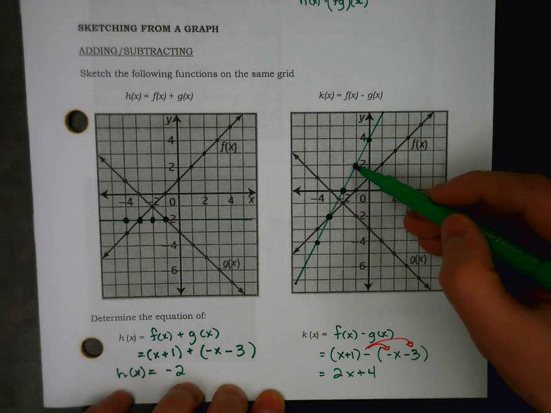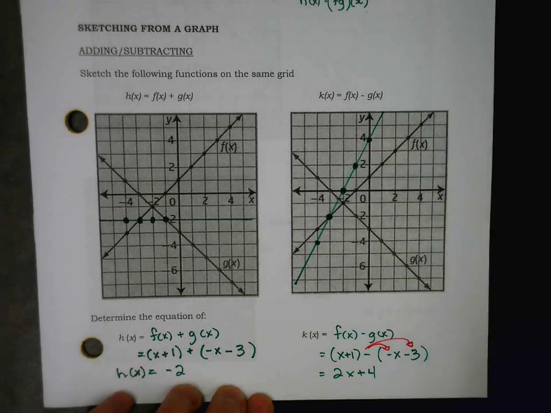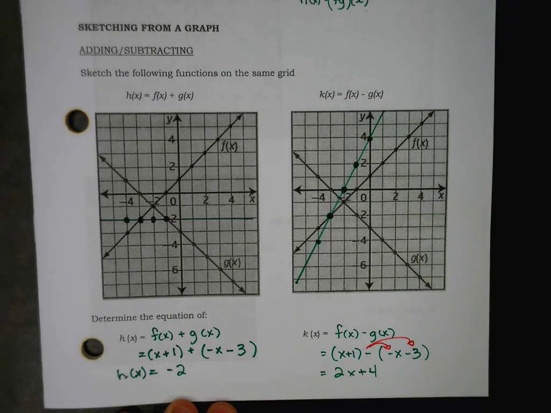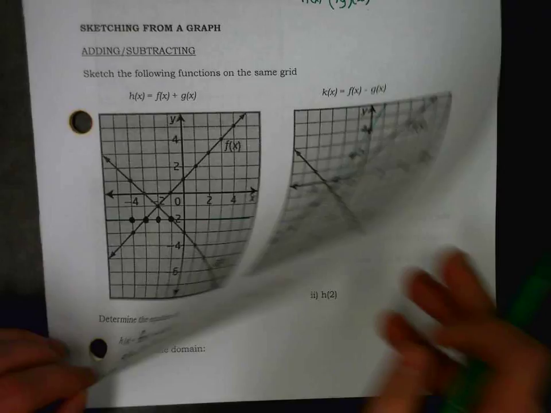Rise 2, run across 1. Rise 2, run across 1. So we've created two different lines by adding or subtracting lines together. As we flip it over, let's explore a different operation.